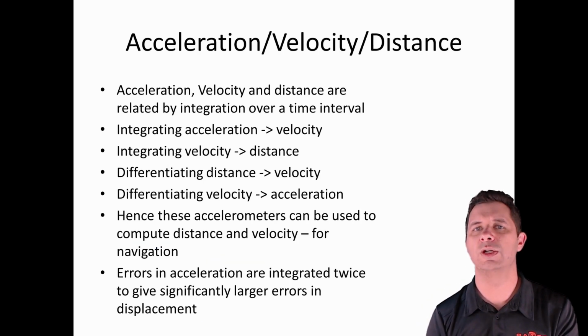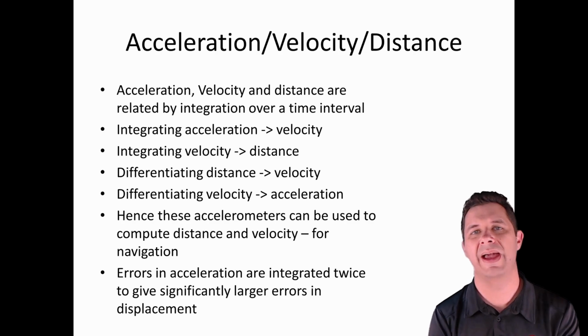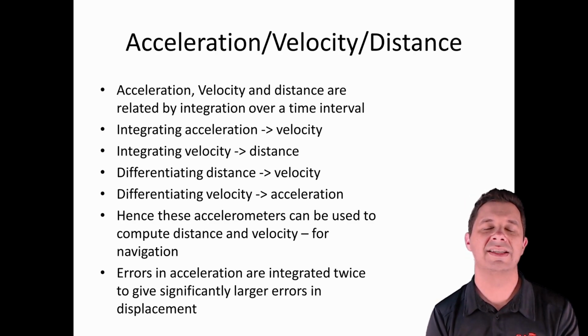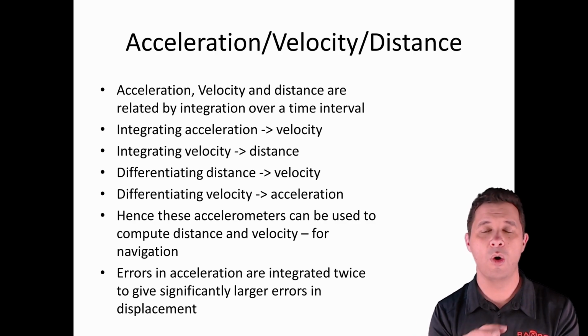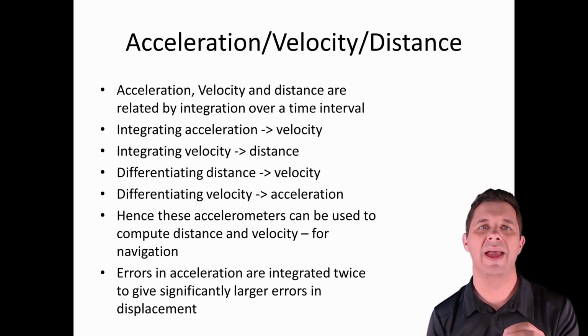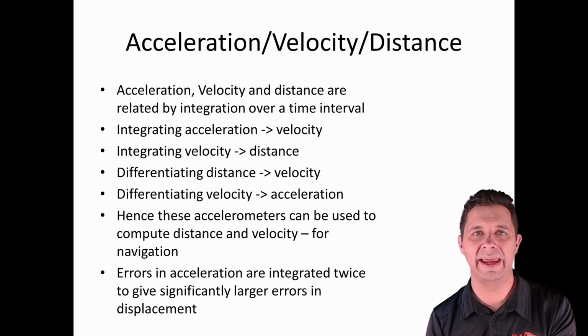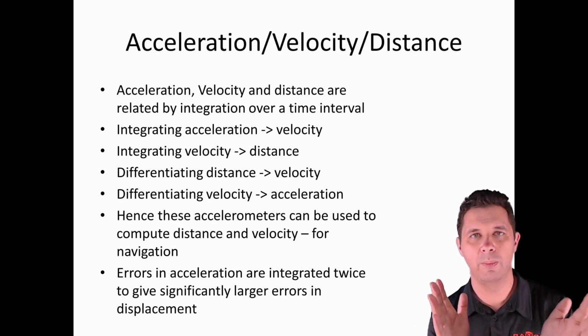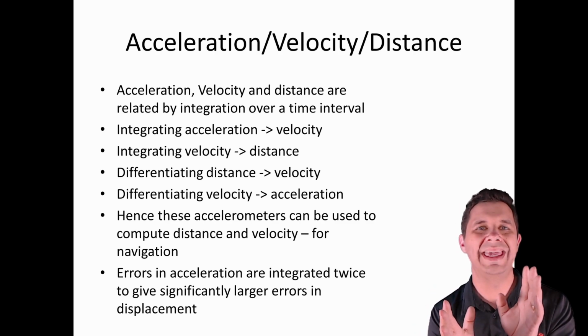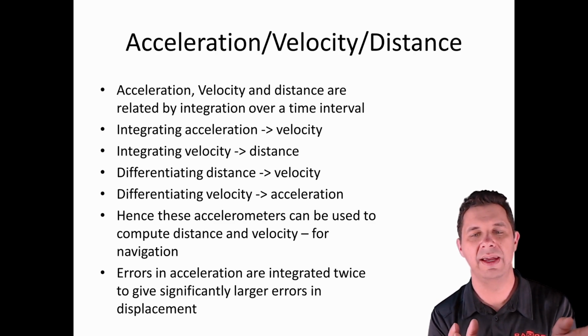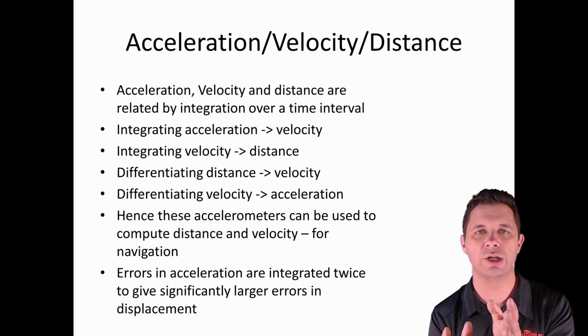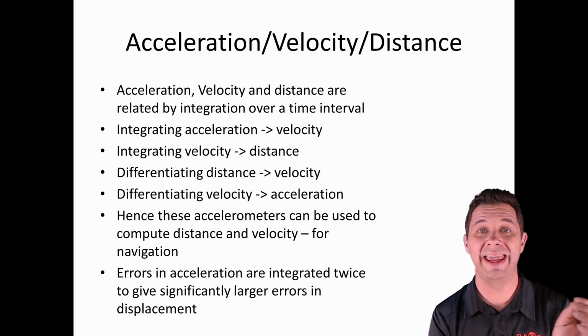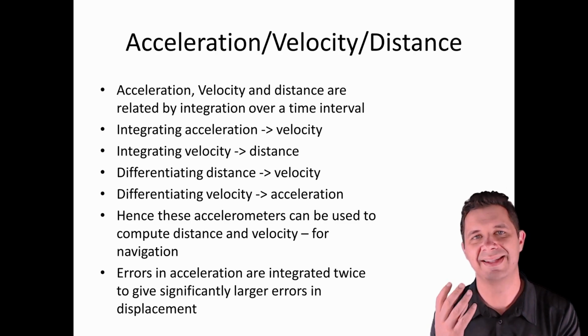Another interesting thing is what happens if we integrate the data from our accelerometer. Acceleration, velocity and distance are all related by integration. So if we integrate, i.e. we group these things over time, we get our velocity. So we integrate all our samples of acceleration over time, we get velocity. And if we integrate velocity over time, it'll give us our distance.